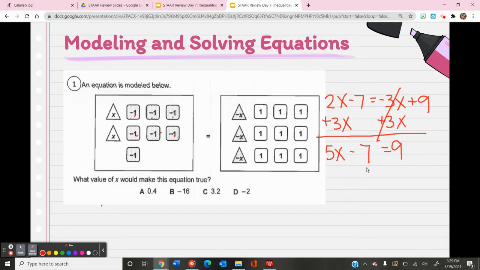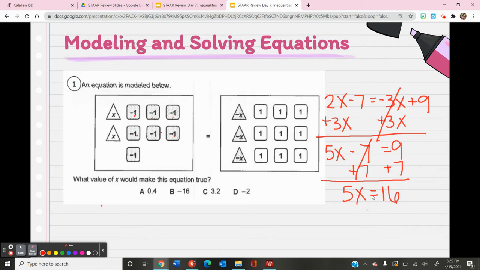Now my next step is to see what number is being added or subtracted to my x value. So right now I have 7 being subtracted from x, so I want to go ahead and do the opposite to move it over to the other side. I'm going to add 7 to both sides. When I do this, this cancels out. I'm left with 5x equals 9 plus 7, which is 16.